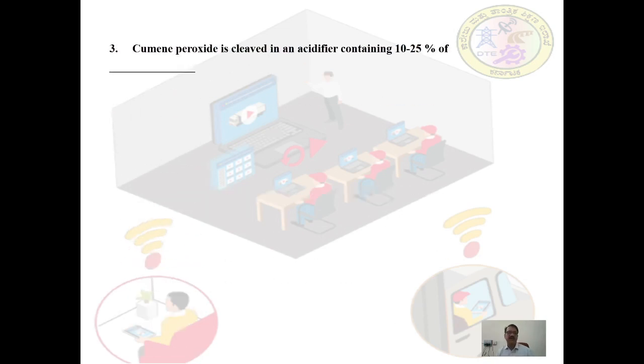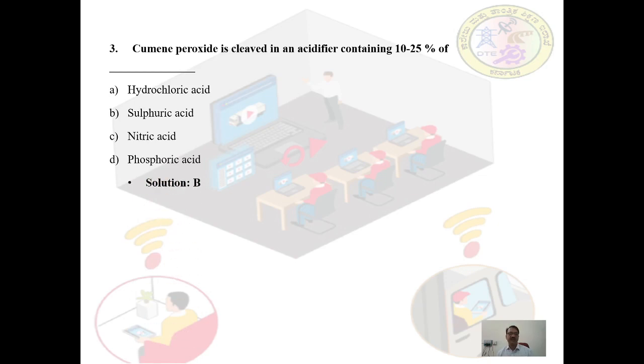Question number 3. Cumene peroxide is cleaved in an acidifier containing 10 to 25% of dash. Options are hydrochloric acid, option B sulfuric acid, option C nitric acid, and option D phosphoric acid. Option B is the right answer, that is sulfuric acid.